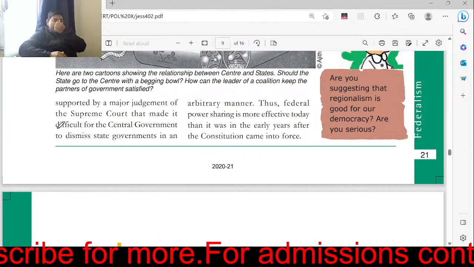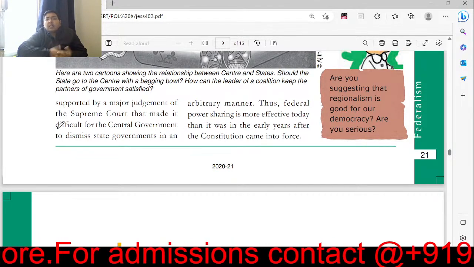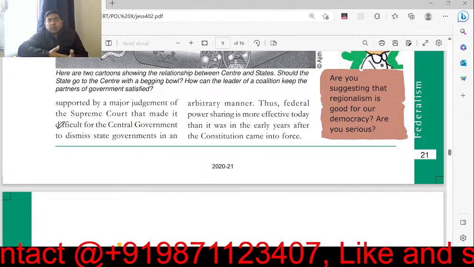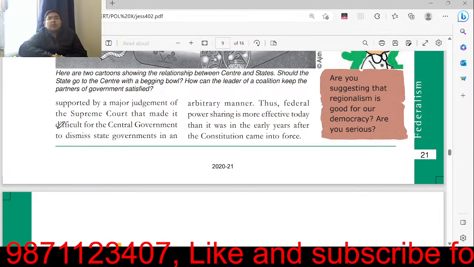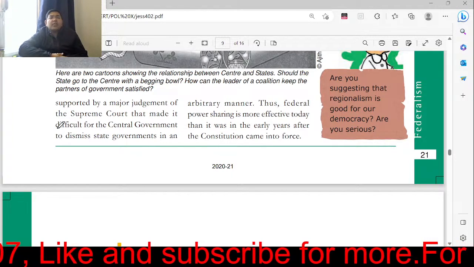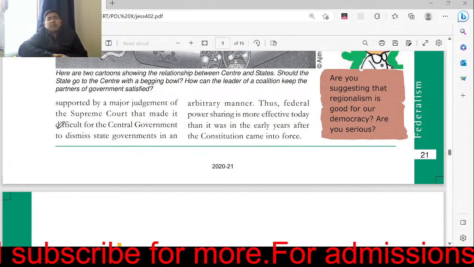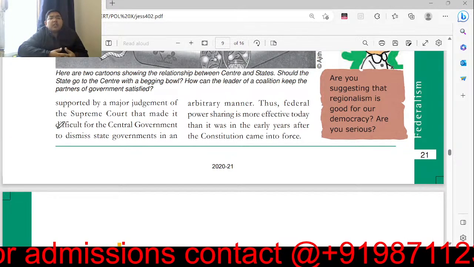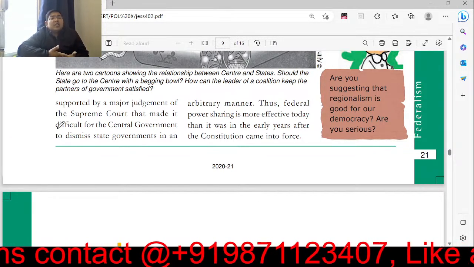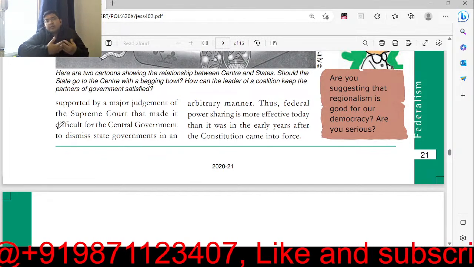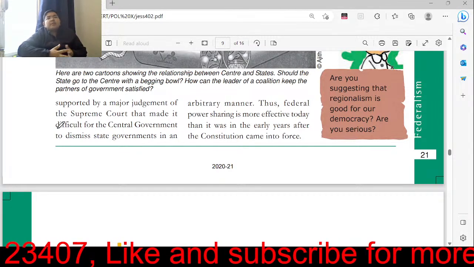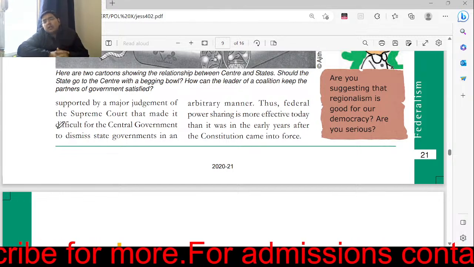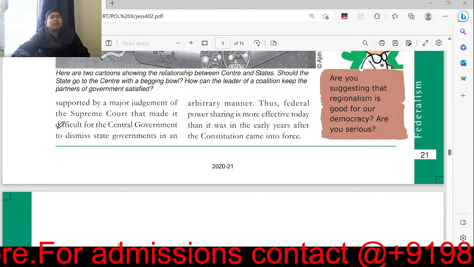So the major judgments of the Supreme Court have made it difficult for the central government to dismiss the state government in an arbitrary manner. You take the example of one of the key cases, SR Bommai versus Union of India, or you can also look at other cases, where the Supreme Court has categorically said that the union cannot take away the powers of the state government without any valid reason. Therefore, power sharing is more effective today than it was in the early years, because with time the law has matured, the people have matured, and the system has matured enough to respond to any misdeeds conducted by any of the players, whether it's the state government or the central government.